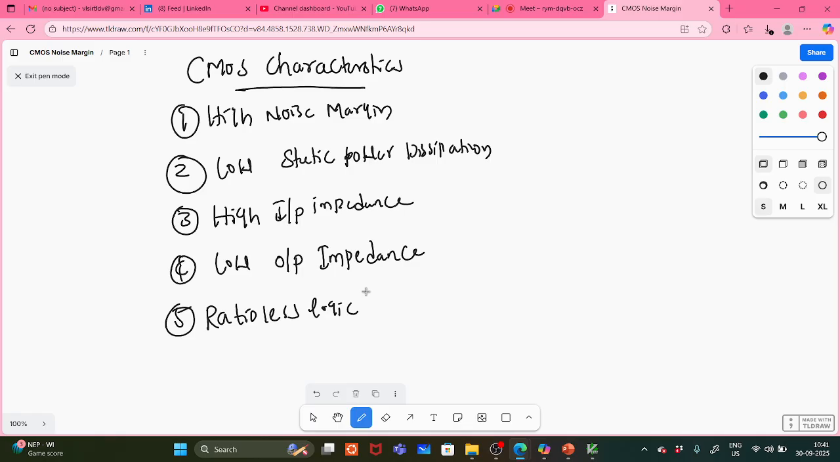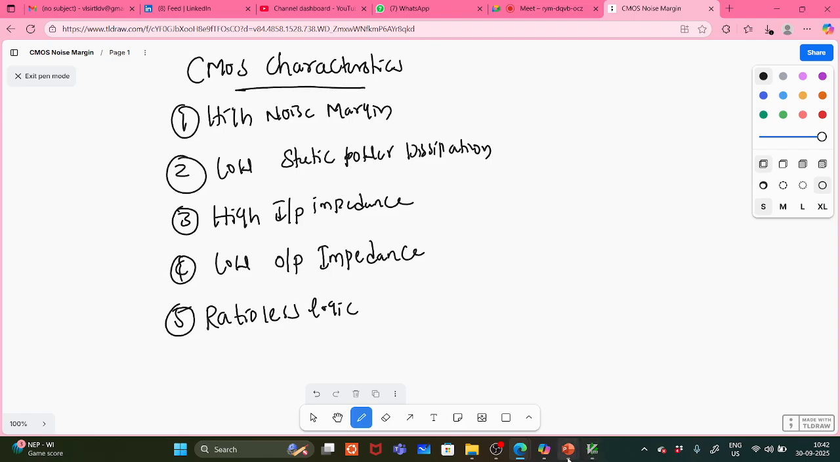There are so many logics, such as dynamic logic, NMOS logic, and static CMOS logic. But we go for CMOS logic due to these characteristics: high noise margin, low static power dissipation, high input impedance, low output impedance, and ratioless logic.